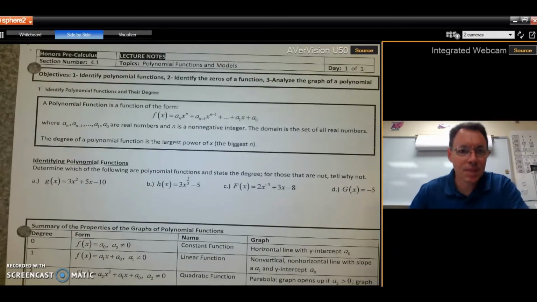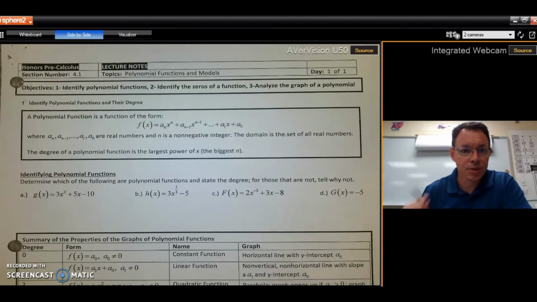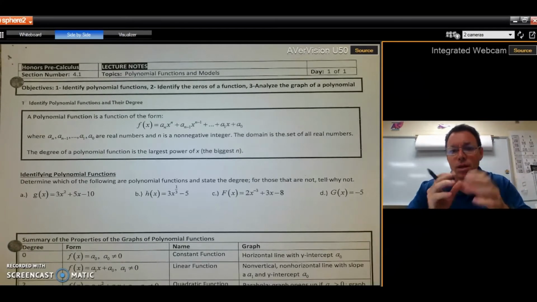Hey guys, today we are going to start chapter 4. So hopefully you grabbed notes in class or you printed some off. So chapter 4, we're going to talk about what are called polynomial functions.